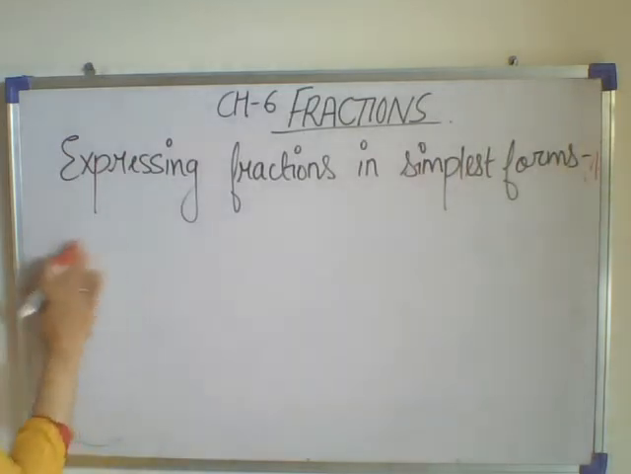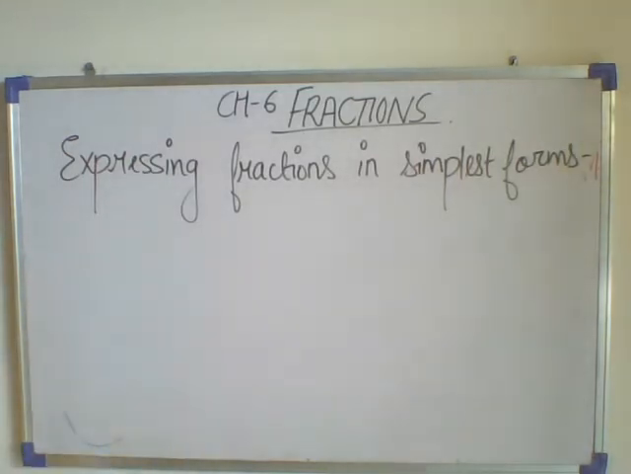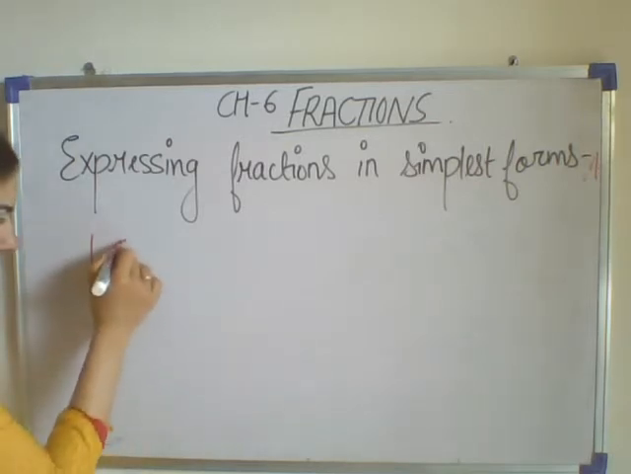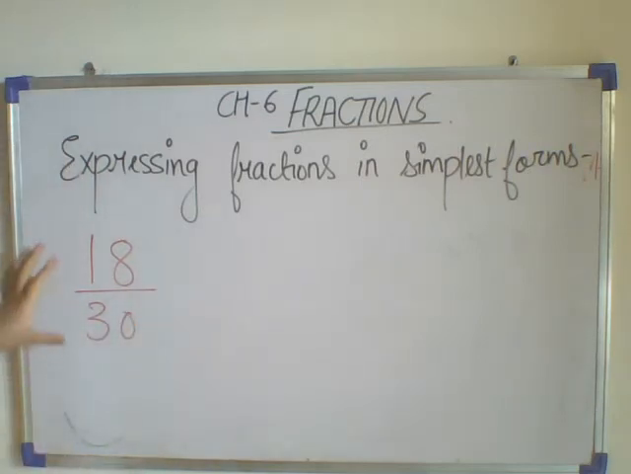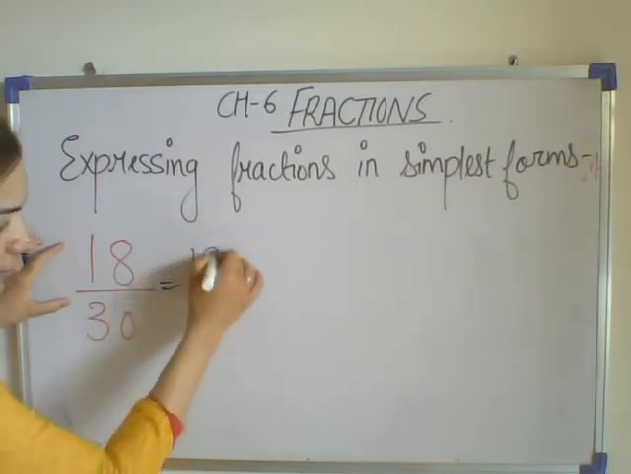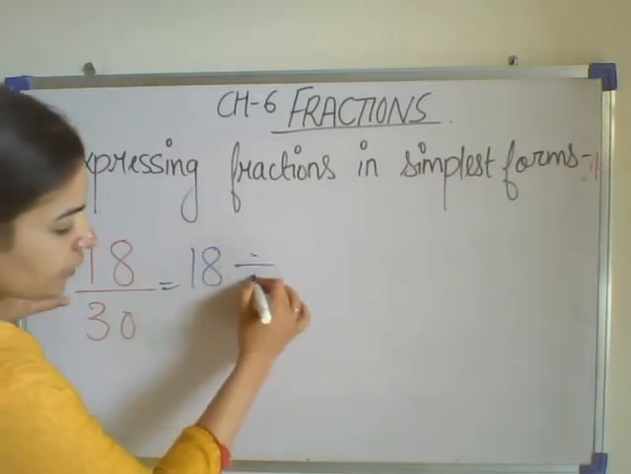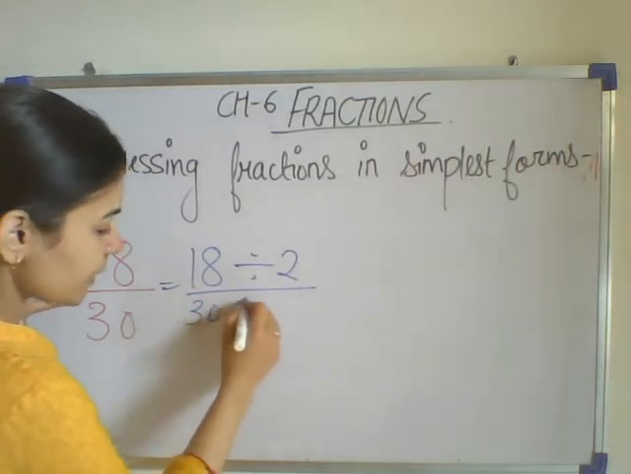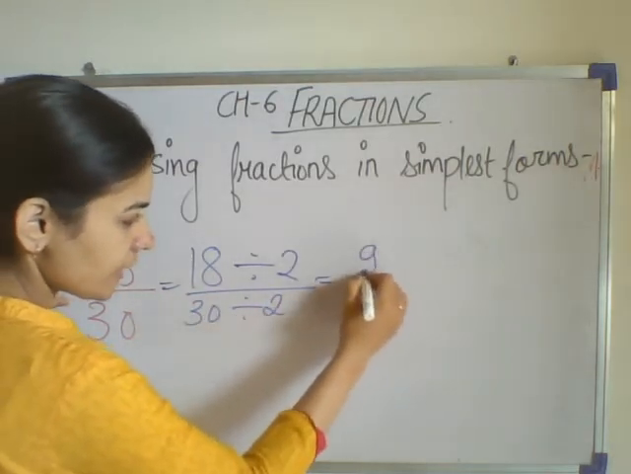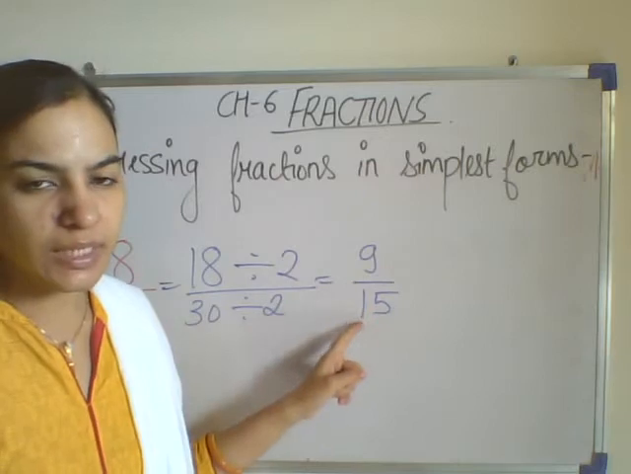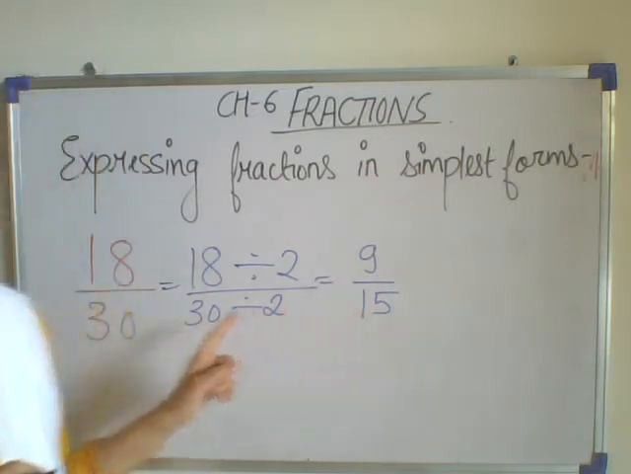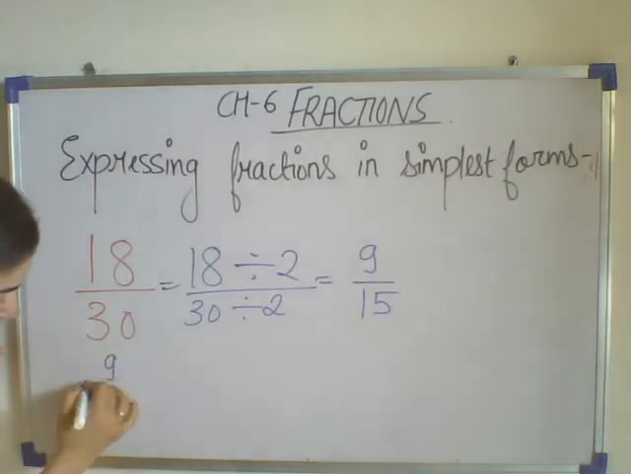Here I am writing the first example, 18 by 30. We have to express this in the simplest form. Think of a common factor which divides both numbers. Yes, it is 2. So 18 divided by 2, and 30 is also divisible by 2. So here you get 9 and here you get 15. Now 9 by 15, think of any common factor.